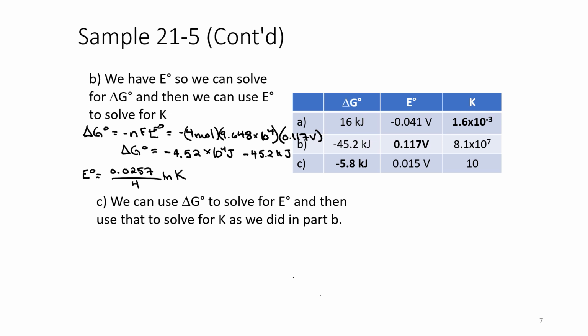So we have 0.117 volts is equal to 0.0257 over 4 times the natural log of K. I can do all the algebra here. We're going to find that our K is equal to 8.1 times 10 to the 7th. That value is greater than 1, which makes sense because when we have a positive voltage, our K should have a value that's greater than 1.